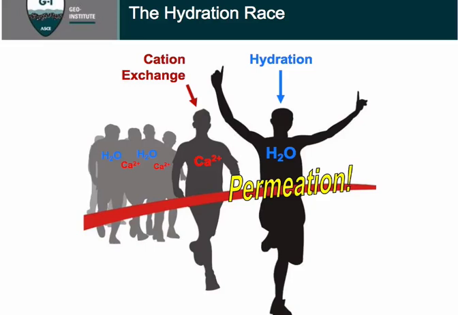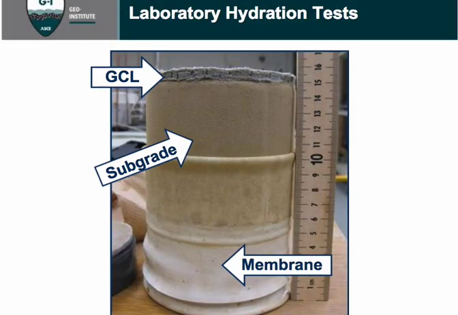If, however, we hydrate the bentonite sufficiently before there's cation exchange, that hydrating water stays in the system, and so we maintain a low hydraulic conductivity. And so with this race analogy, we want to hydrate it first before there can be too much calcium exchange. It's really a good way to think about the problem. And so we need to ensure conditions during installation that ensure this hydration race is won by hydration and not by cation exchange. To figure out the conditions that occur, we set up a bunch of laboratory hydration tests.